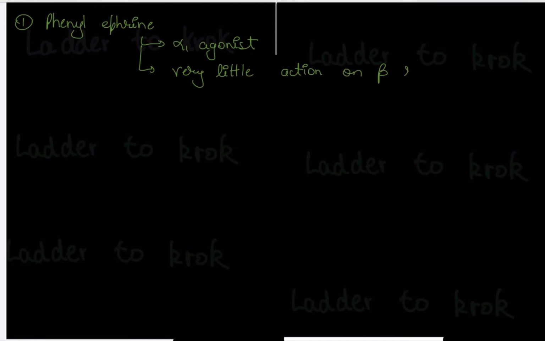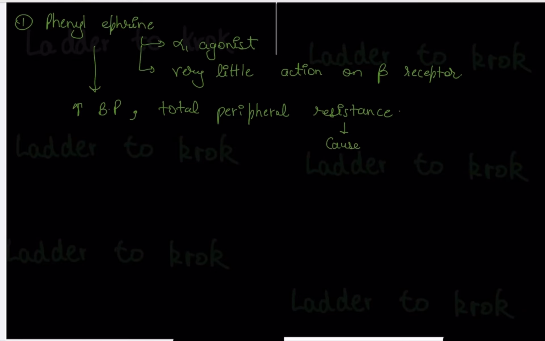Action on beta receptor is very little. So what will they do? If alpha 1 will be activated, what will happen? It will increase blood pressure and total peripheral resistance. Obviously, if blood pressure increases, then resistance will also increase. And this total peripheral resistance can cause reflex bradycardia.